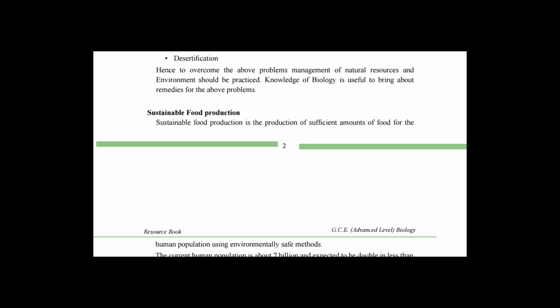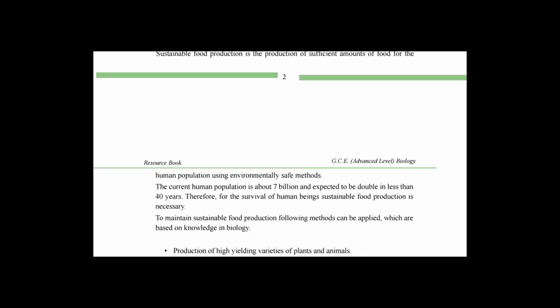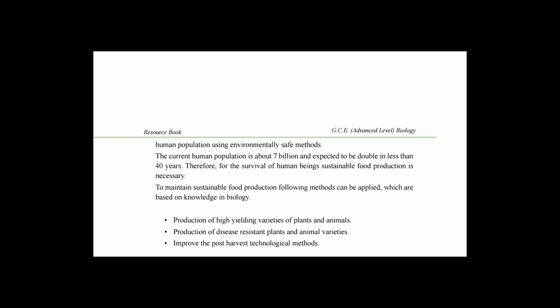In SEQ papers, we might have to write this definition as well, so remember this definition. They say the current human population is about 7 billion and expected to double in less than 40 years. Therefore, for the survival of human beings, sustainable food production is necessary.